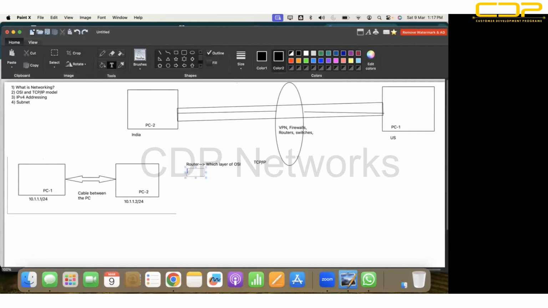What about a switch? A switch is a layer 2 device, so it's the data link layer.